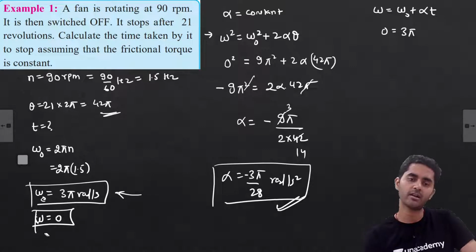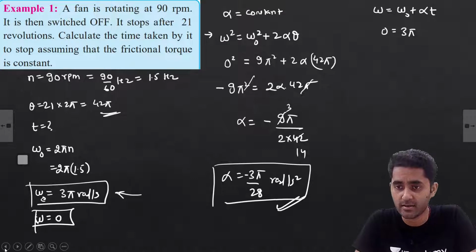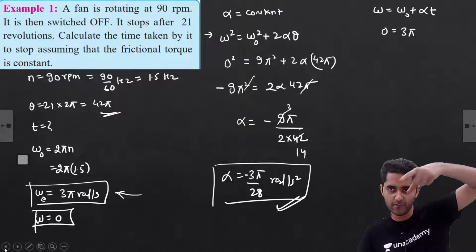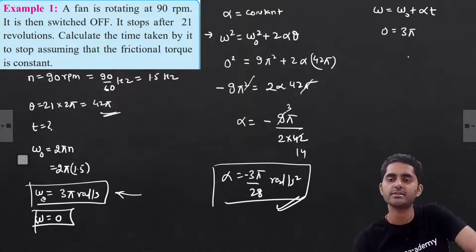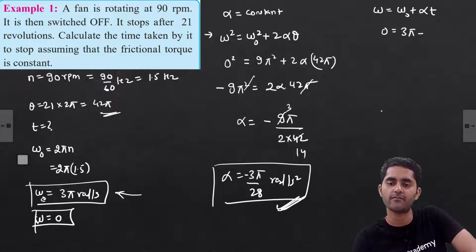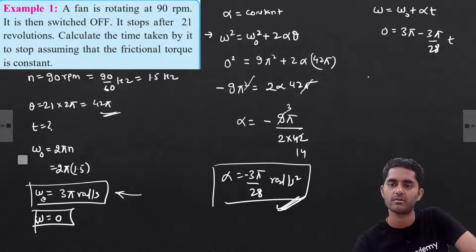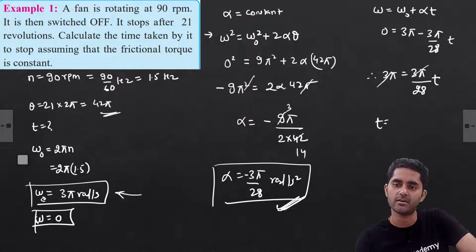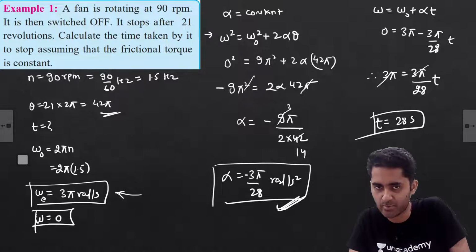Now see, here alpha is negative. Why is alpha negative? Alpha is automatically coming out to be negative because your angular velocity decreases. Because the fan is switched off, the angular velocity will keep on decreasing, and finally the fan will stop. So I will just write minus alpha, the value of alpha taken from here, minus 3 pi upon 28 into t. So therefore 3 pi is equal to 3 pi upon 28 into t. This gets cancelled, and t is equal to 28 seconds. So again you are getting the same answer, 28 seconds, with this method also.